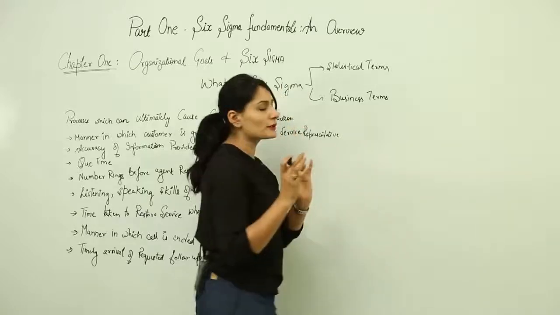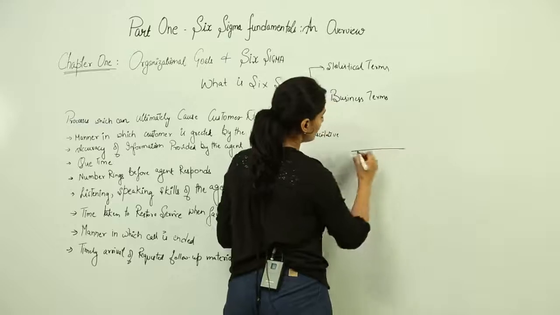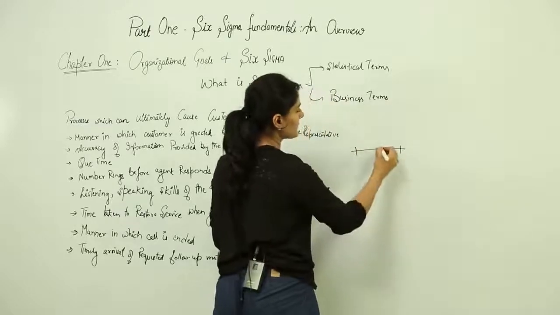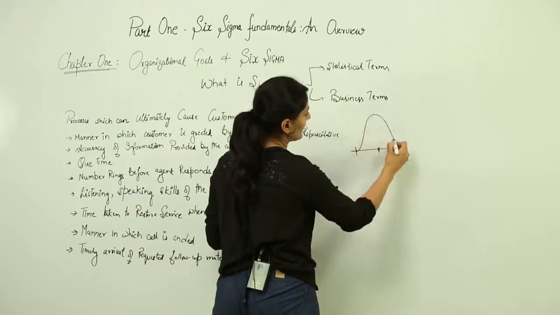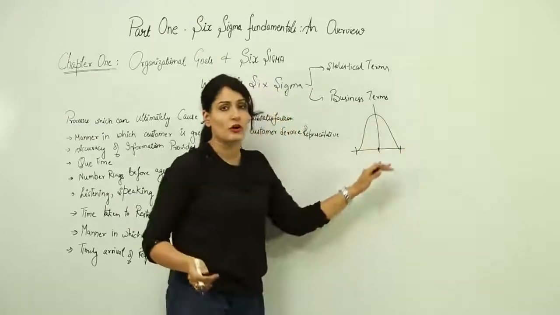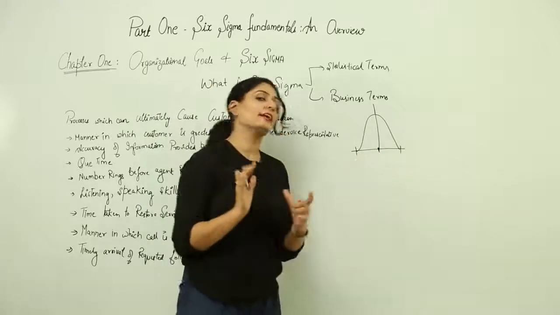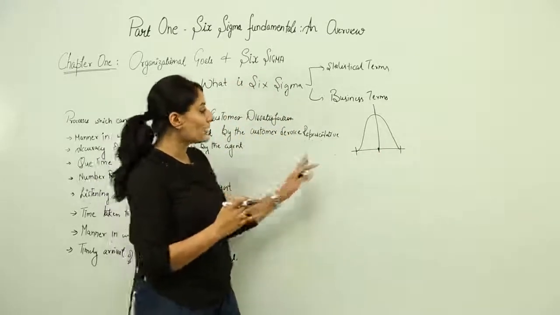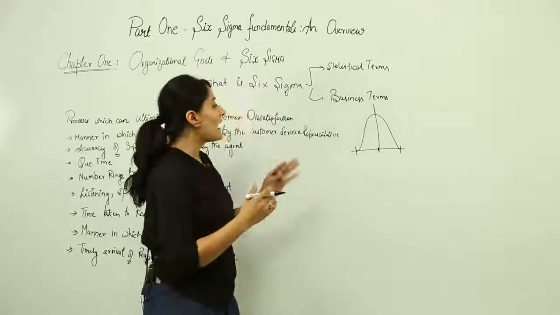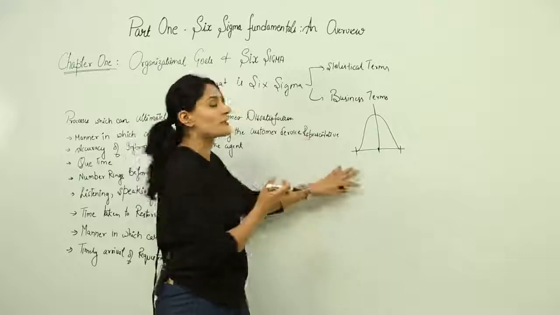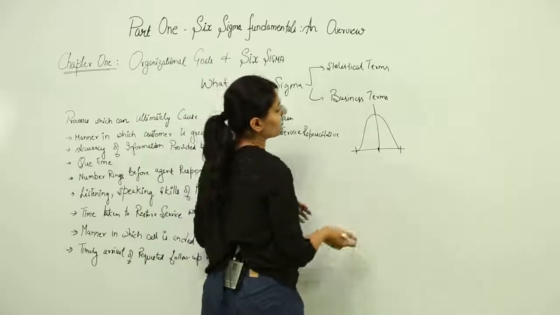If we draw the picture of an ideal process, it would look something like this. These are our spec limits, this is our mean or average of the process, and this is the curve where our process is centered around the mean and is within the spec limits. So this is an ideal process, but you know that variation is always there whenever a process is going on, and Six Sigma is used to fix this variation. First it tells you what the variation in this process is.